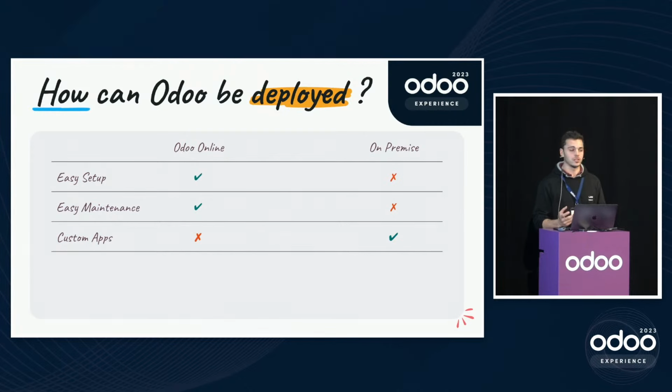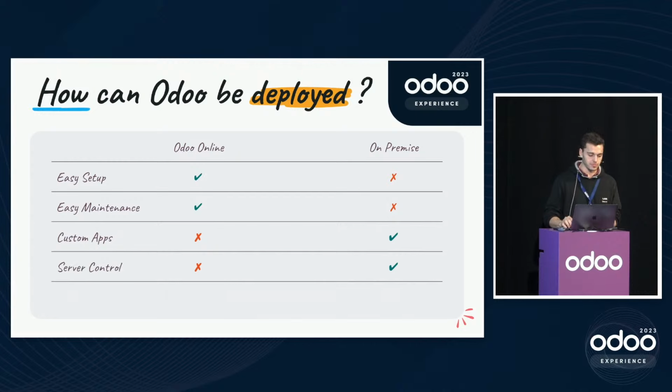But the real advantage is that when you deploy on-premise, you can do really whatever you want with Odoo. You can create application customizations, and the sky is the limit. While on Odoo Online, you can do some basic customization with Studio or server actions, but you are limited, and when you want to do more, you're stuck, and the only solution is on-premise.